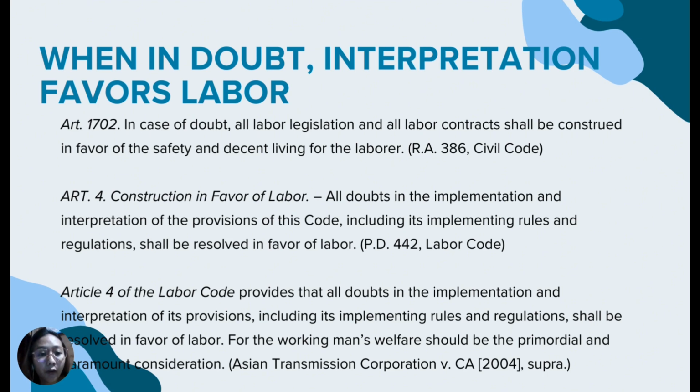And Article 4 of the Labor Code provides that the implementation and interpretation of its provisions, including its implementing rules and regulations, shall be resolved in favor of labor. For the working man, welfare should be the primordial and paramount consideration. And that's all. Thank you.